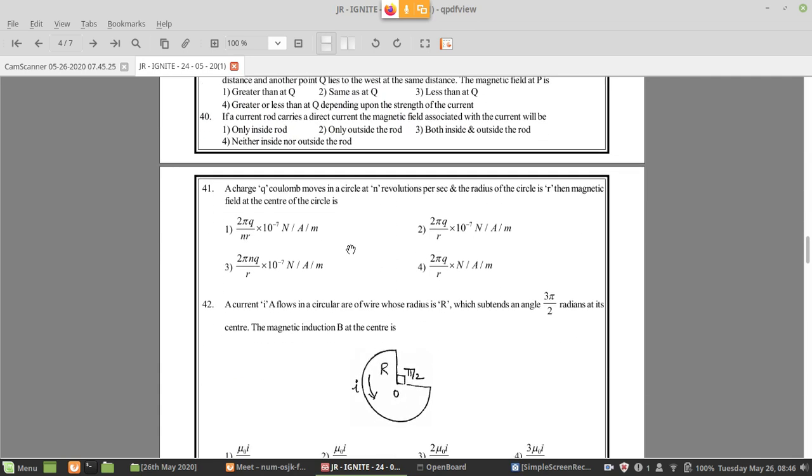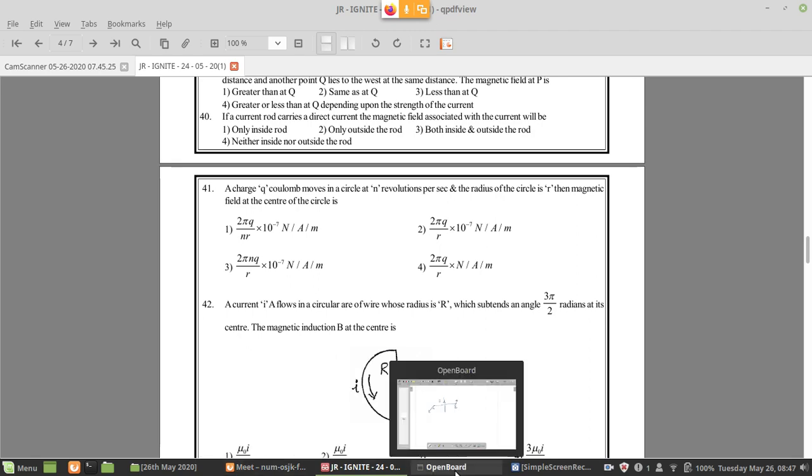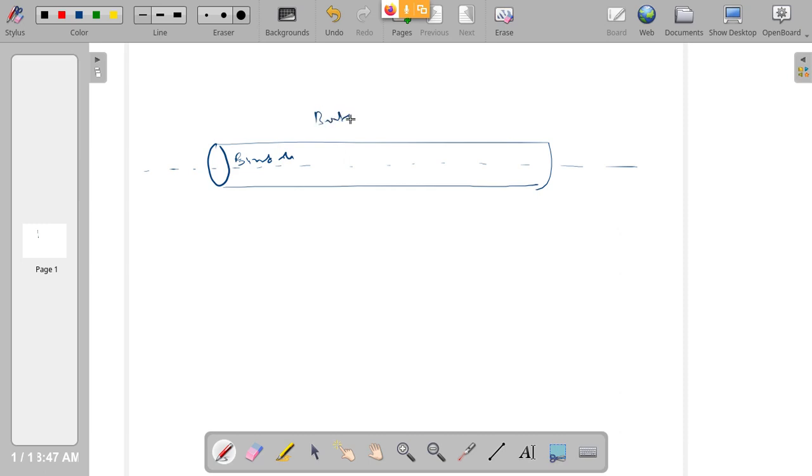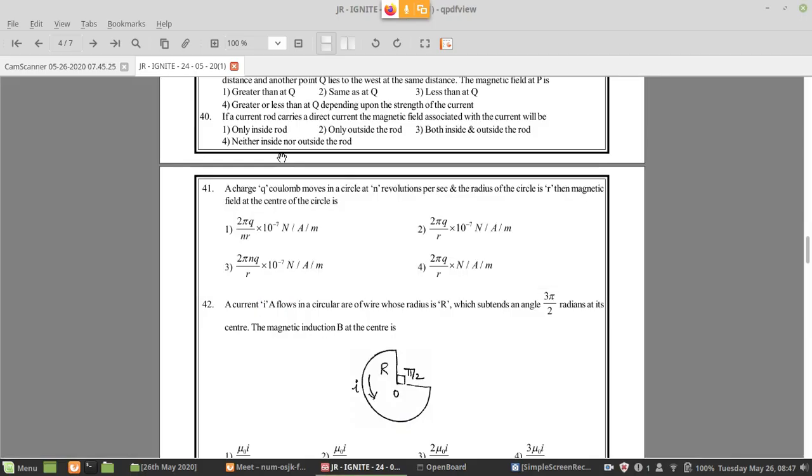Right. 40th question. If a current rod carries a direct current, the magnetic field associated with the current will be... See, if it is a wire, it is okay. For a thin wire, the magnetic field will be outside only. But if it is a rod carrying current, there is an axis to the rod. So there will be a magnetic field both inside as well as outside. P inside we can calculate and P outside we can calculate. So there will be a magnetic field both inside and outside. That is the answer for this. Choice is 3.